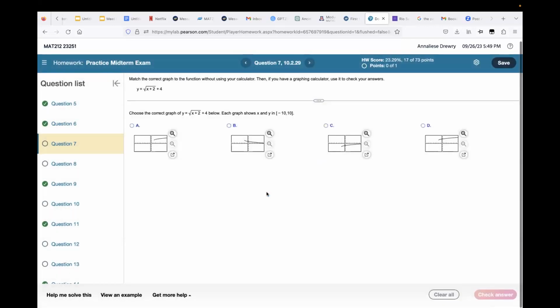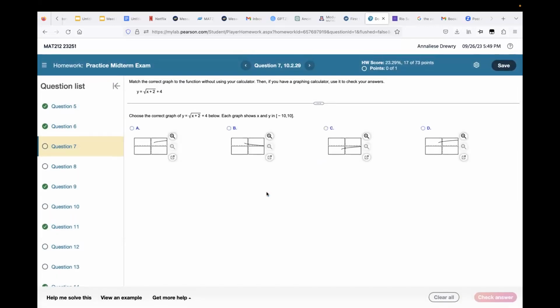All right, let's see here. All right, so this one is a graph that goes to the right. They all go to the right, so that doesn't help. B is out because it's inverted.